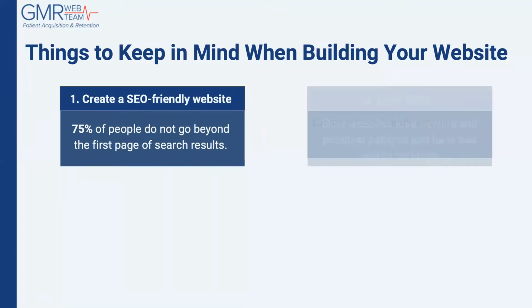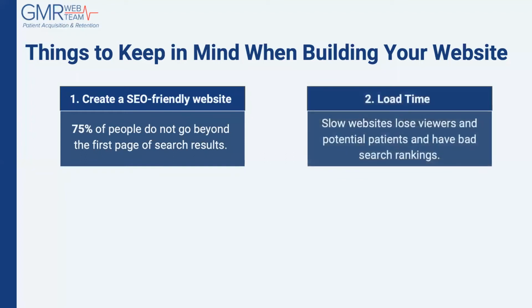Second thing is load time. So websites that take over 6 seconds to load are considered slow. So if your website is slow to load, then prospects will move on to a different website. And low page speeds also contribute to poor search rankings. So make sure your website loads quickly on both mobile and desktop.